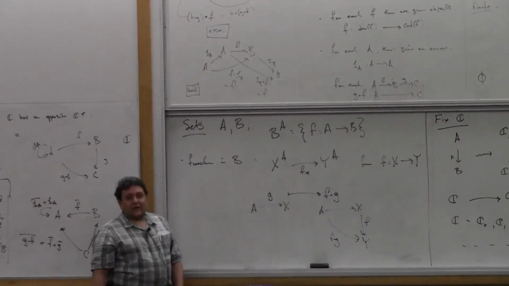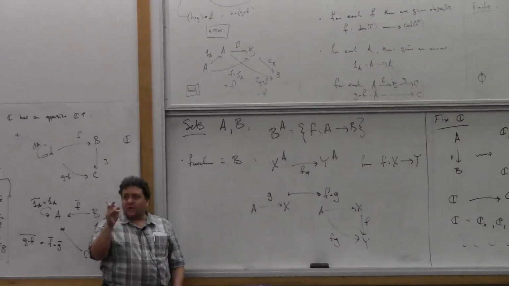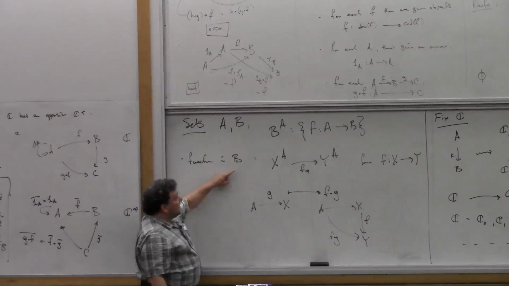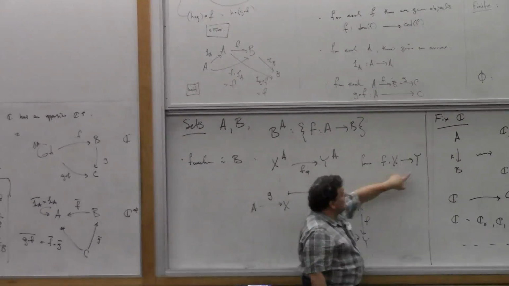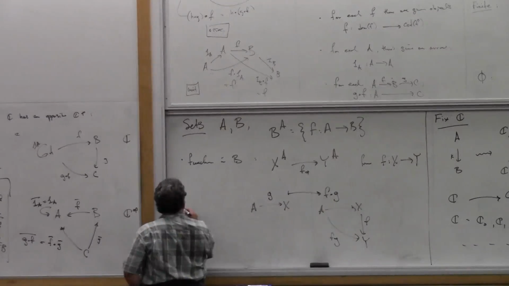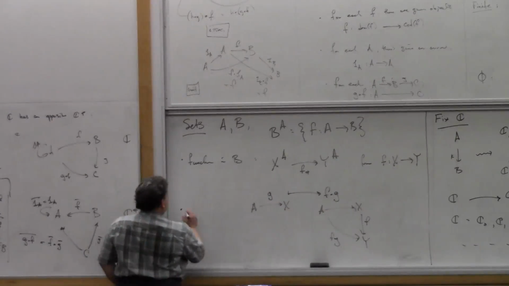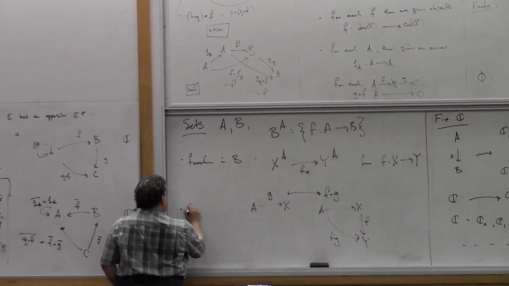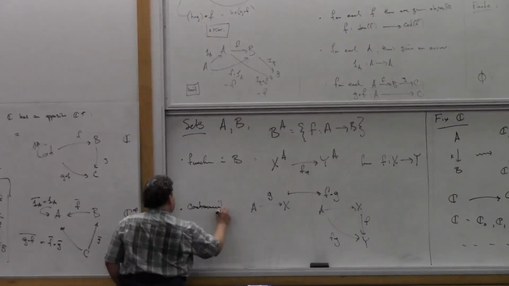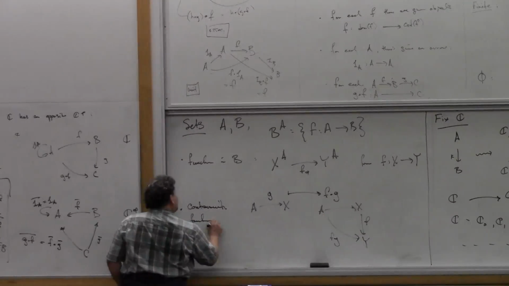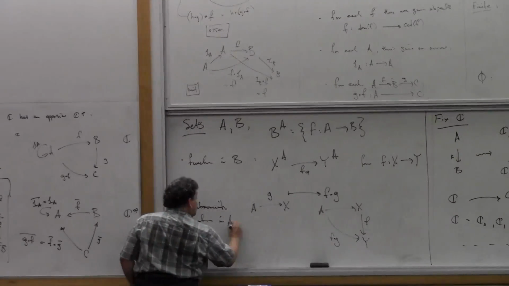Good? So now I claim that that's a functor. That's going to be a homework exercise, I think. This is a regular old functor. Look, the direction is going the right way. But you could also fix the other argument. So this is a contravariant functor in the argument A.